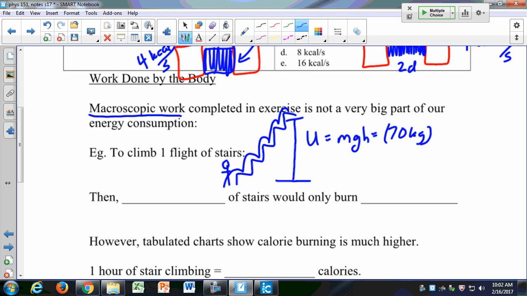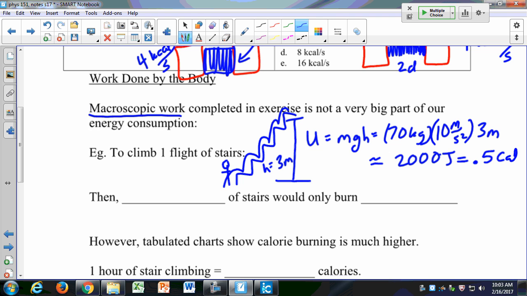So 70 kilograms times 10, that's our acceleration due to gravity, times h. Well, what height are we going? Let's say a height of about 3 meters, about 9 feet. And so this is approximately equal to about 2,000 joules. And 2,000 joules is approximately equal to about a half a calorie. So if I climb up one flight of stairs, that's about a half of a food calorie.